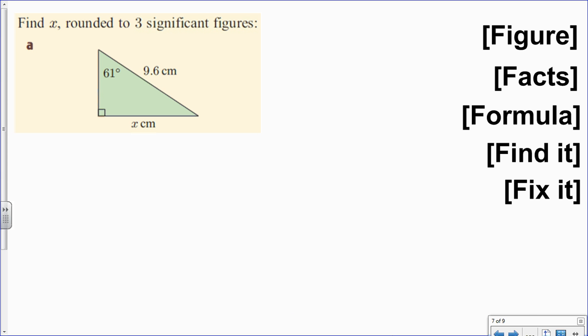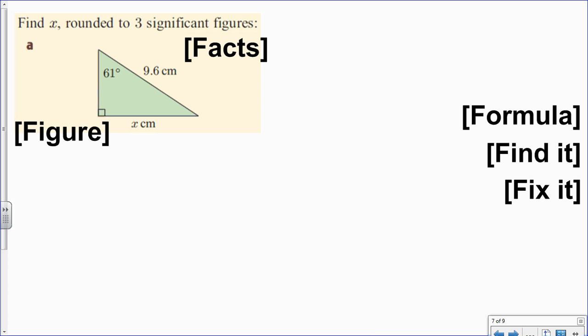Okay, well now we're going to go through the introduction to the questions of 12C. This is working out the unknown side of a triangle. So the first thing we need to do is draw a figure. And lucky for me, my figure's already there, but you need to sketch the diagram. The next thing we need to do on our figure is start putting in our facts.